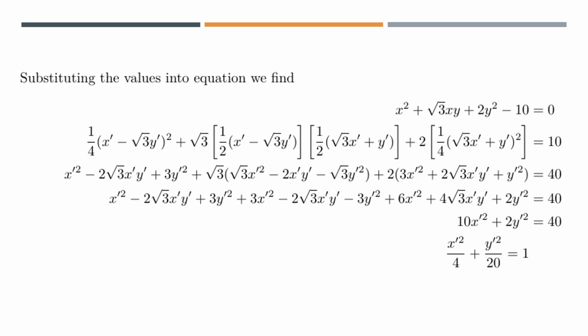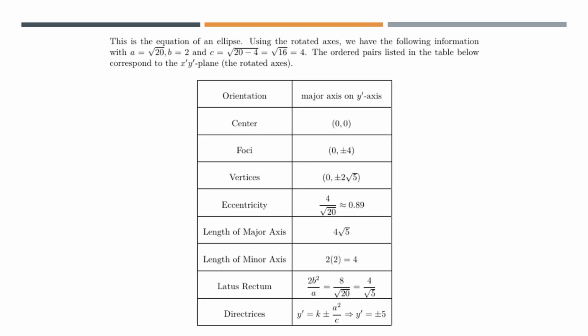I encourage that you fill in the reasons why or the steps as far as what you're doing, like I'm expanding a binomial, combining terms, distributing, things of that nature. So we do end up with our equation down here in the lower right. X prime squared over 4 plus y prime squared over 20 is equal to 1. And that is the equation of an ellipse.